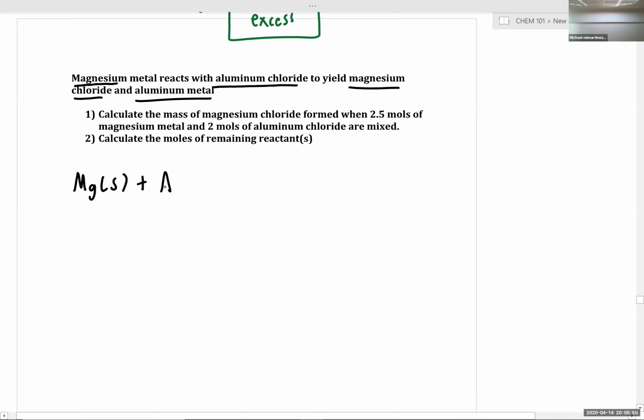So for aluminum chloride, it's AlCl3 solid. The way that we got that is aluminum has a charge of 3+, chloride has a charge of -1. If we cross our charges, we get AlCl3.